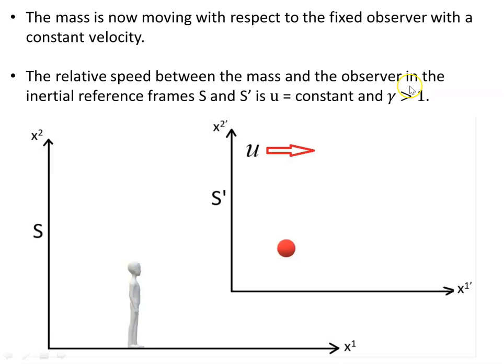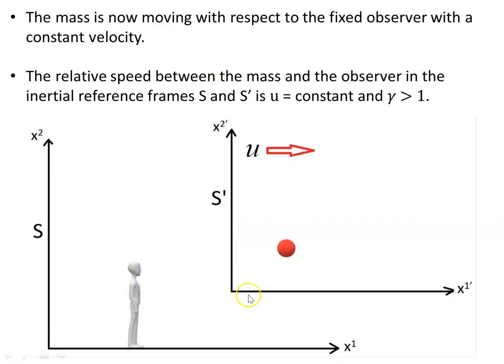Alright, now let's put the object or the mass in a different inertial frame, moving with respect to the first frame. So the object is now in frame S prime, and it's moving with respect to the fixed observer with a constant velocity u. And so the relative speed between the mass and the observer in the inertial reference frames S and S prime is u. That's the relative speed. And we now have gamma greater than 1.